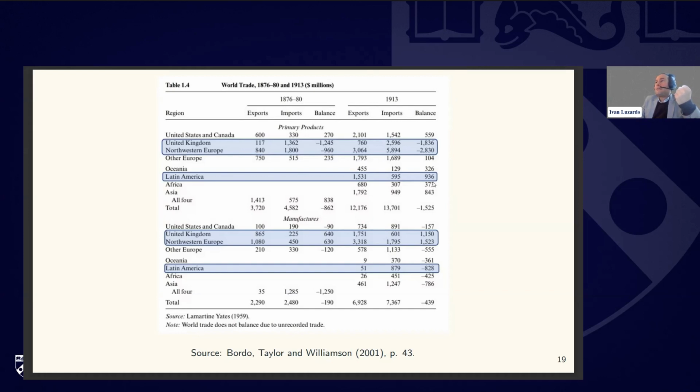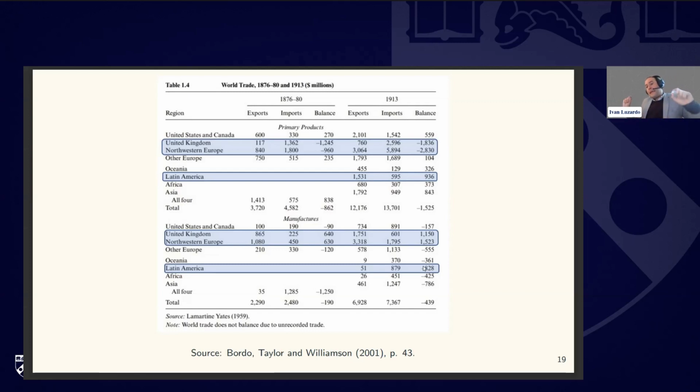So Latin America has a positive trade balance in primary products because it's exporting a lot of commodities, and at the same time Latin America is importing a substantially lower value of commodities. So this is essential to understand the kind of integration. So we have that these countries are exporting commodities and they are importing manufactures. So they are importing industrialized goods.